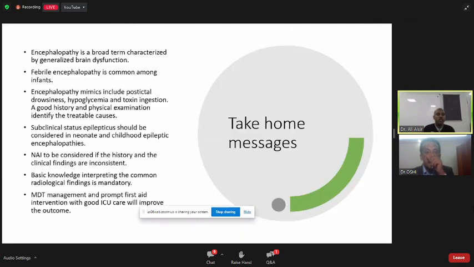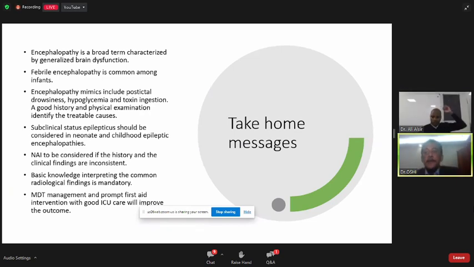Take-home message: encephalopathy is a broad term characterized by generalized brain dysfunction. Febrile encephalopathy is common among infants. Encephalopathy mimics include post-ictal drowsiness, hypoglycemia, and subclinical status. Toxic ingestion is very important to be addressed. Non-accidental injury, we highlighted extensively. Basic knowledge about interpreting radiology, specifically CT in the emergency setting, is mandatory for any pediatrician. And MDT management, and thank you so much.